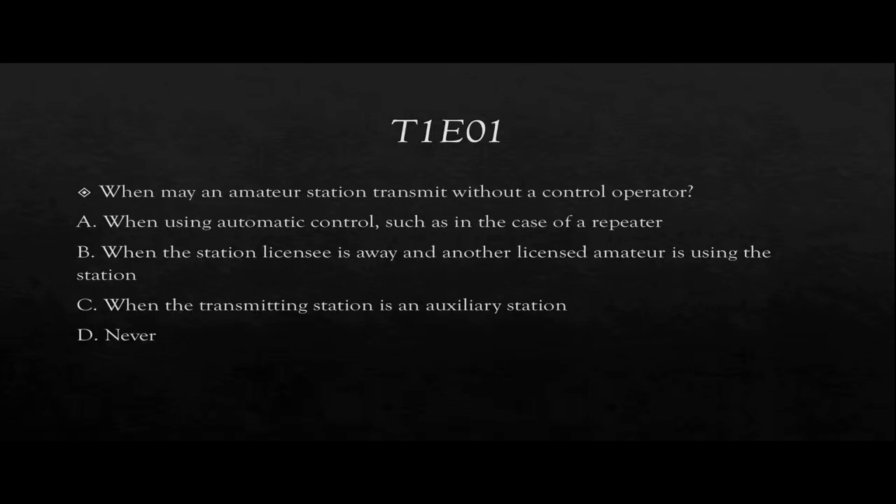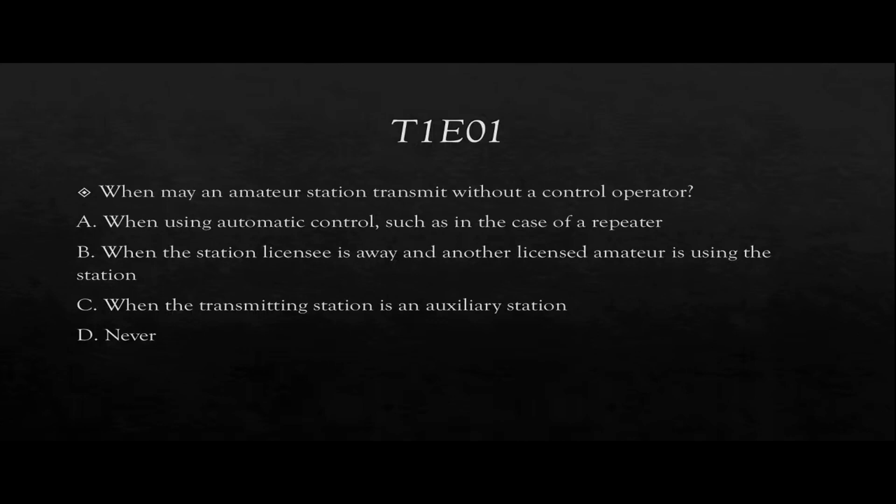This is a bit of a trick question here, because when you talk about A, you think of, well, there's not a control operator. But that's not true. Even if it's automatically controlled, somebody is the control operator. That's why repeaters are required to send out call signs every 10 minutes while they're in use, and oftentimes on the hour and half hour when they're not in use. So that's a trick that you've got to avoid.